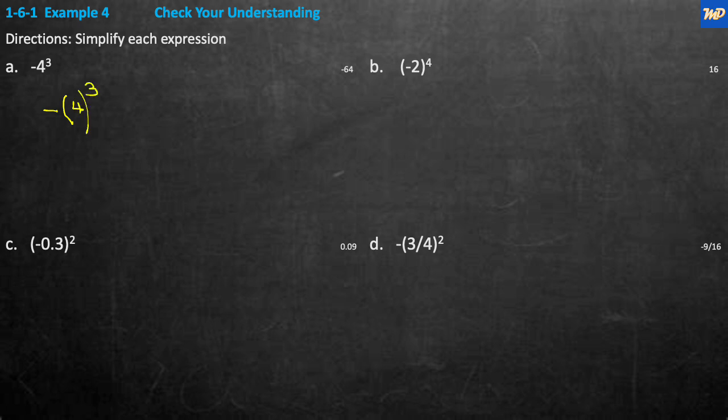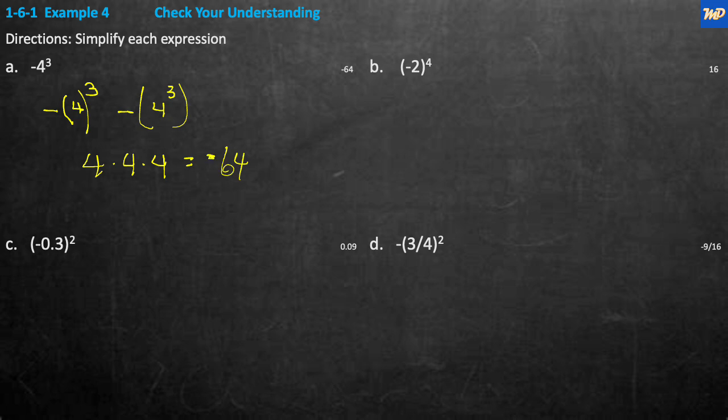The negative sign is outside. It's not part of the base. Or you could have written it as -4 cubed with the negative sign outside. And what does that mean? 4 times 4 times 4? Well, 4 times 4 times 4 is equal to 64. And this negative goes with the entire number, but after it's all multiplied. So the answer is -64.